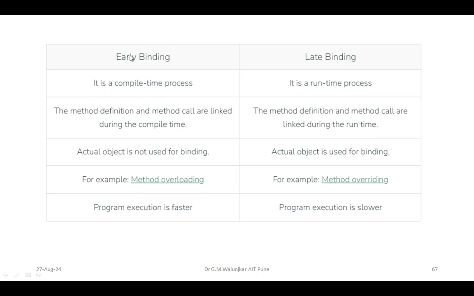Then another differentiating factor between early binding and late binding is that in early binding, program execution is faster because your method call and method definition are linked together at compile time only. In late binding, program execution is a bit slower because at runtime we are going to link the method call and the method definition.